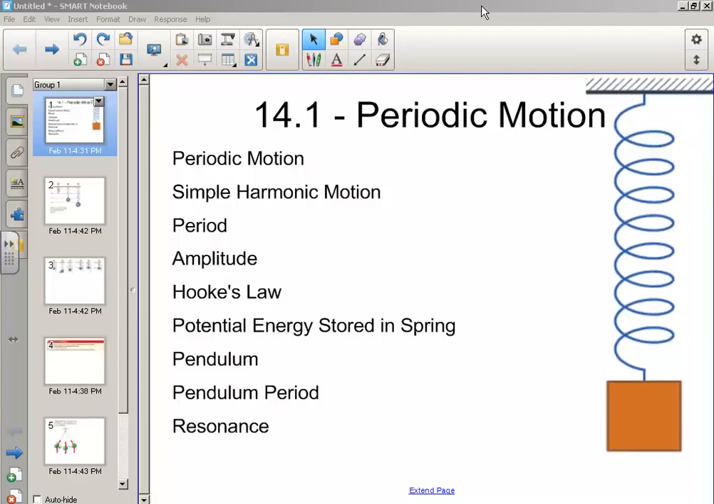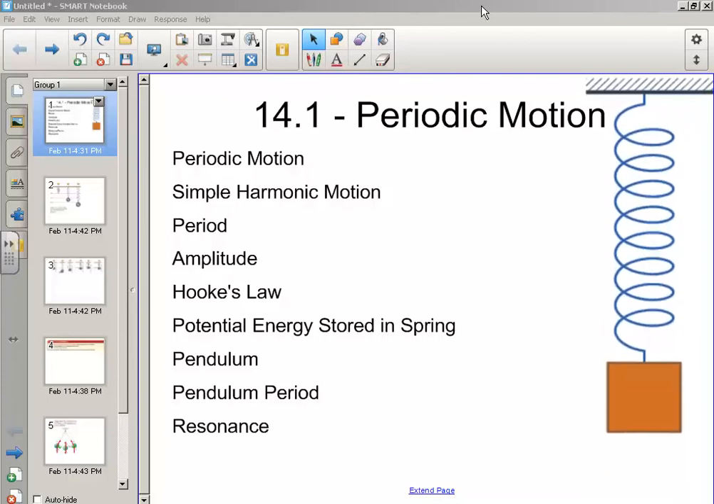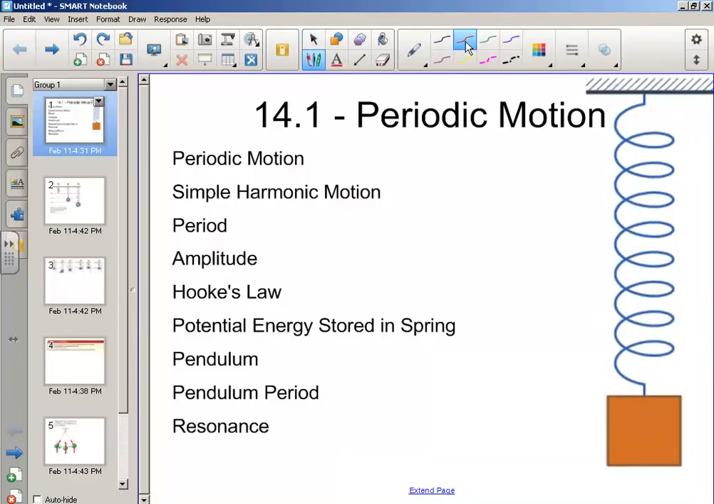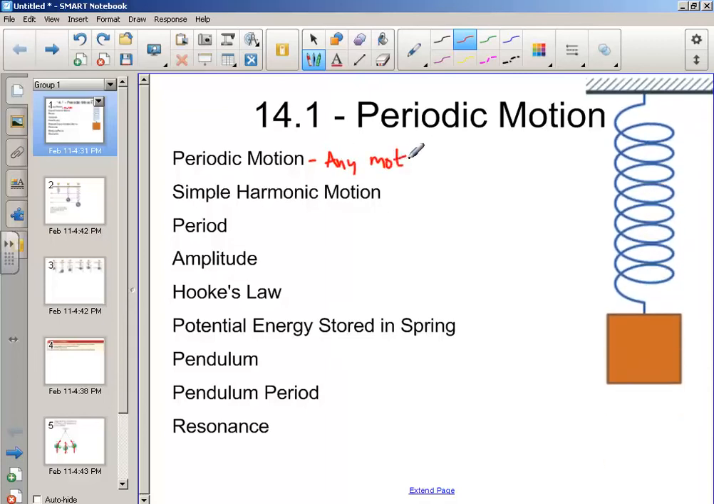Alright everybody, we're going to be talking about periodic motion today. Periodic motion, simple harmonic motion, period, amplitude. So, what they are. Periodic motion is any motion that repeats.